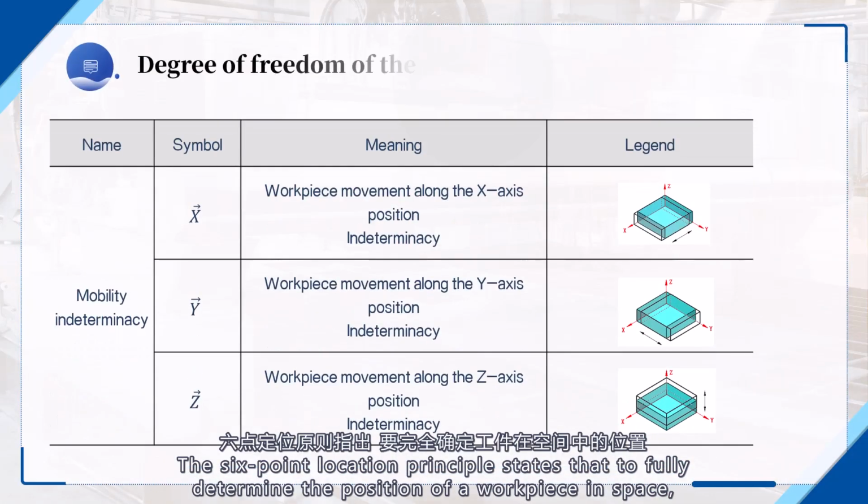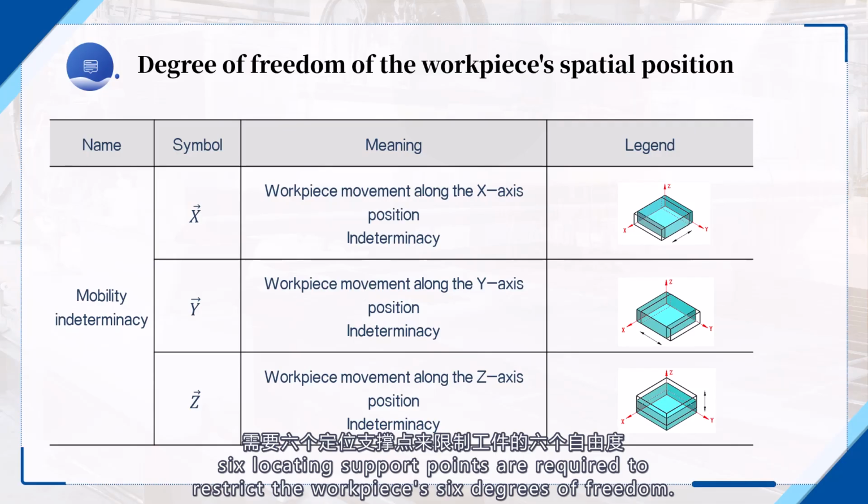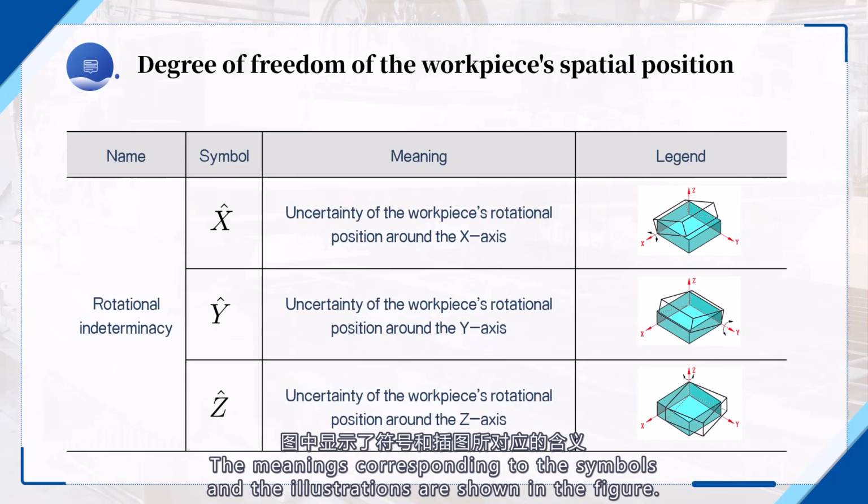The 6-point location principle states that to fully determine the position of a workpiece in space, 6 locating support points are required to restrict the workpiece's 6 degrees of freedom. Specifically, locating points are arranged on the x, y, and z coordinate planes. The meanings corresponding to the symbols and the illustrations are shown in the figure.